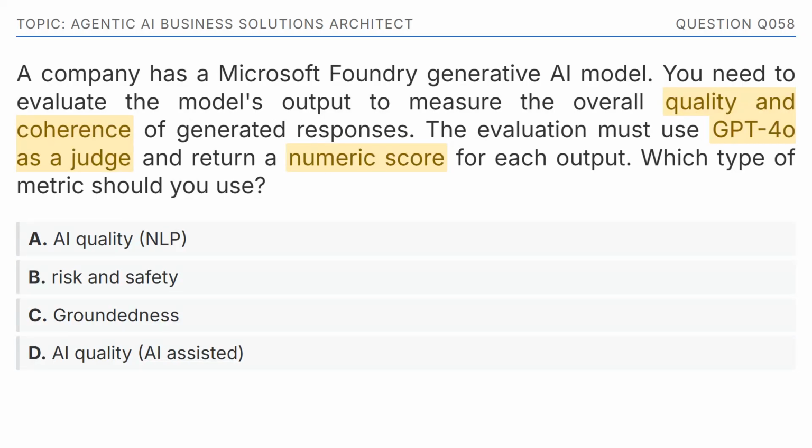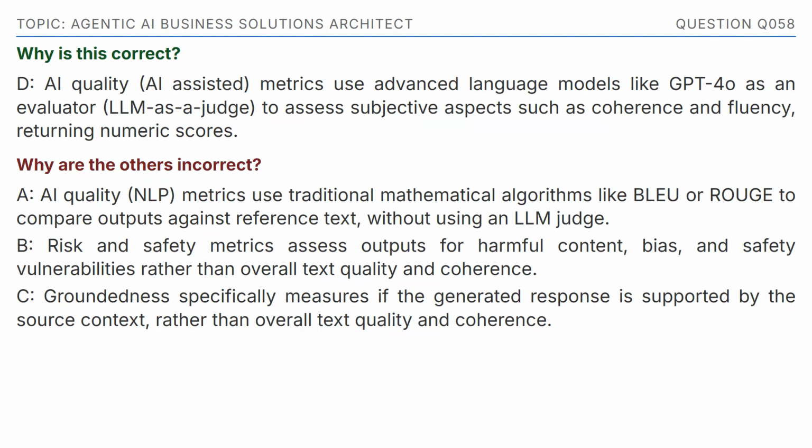To arrive at the correct answer, we focus on the keywords GPT-4o as a judge, quality and coherence, numeric score, evaluate output. The correct answer is option D, AI quality, AI assisted. Why is this correct? D. AI quality, AI assisted. Metrics use advanced language models like GPT-4o as an evaluator, LLM as a judge, to assess subjective aspects such as coherence and fluency, returning numeric scores.